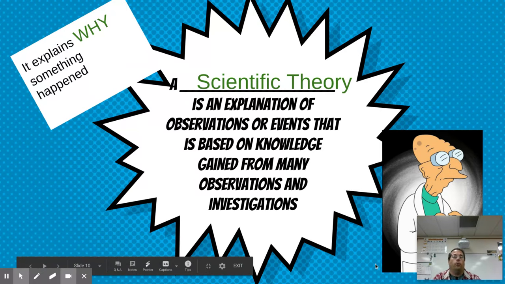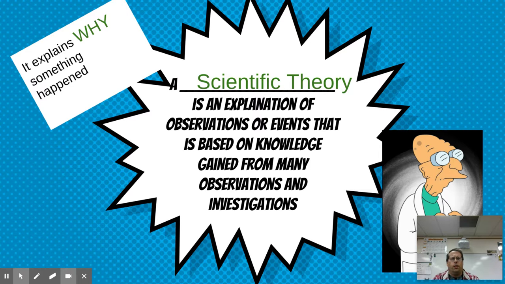Here's another couple of things that are kind of a main point between theory and a law. Remember, a theory is an explanation of observations or events that is based on the knowledge gained from many observations and investigations. A theory ends in why, and a theory tells us why. It may not be right, you can't prove them, but you can support them with data.